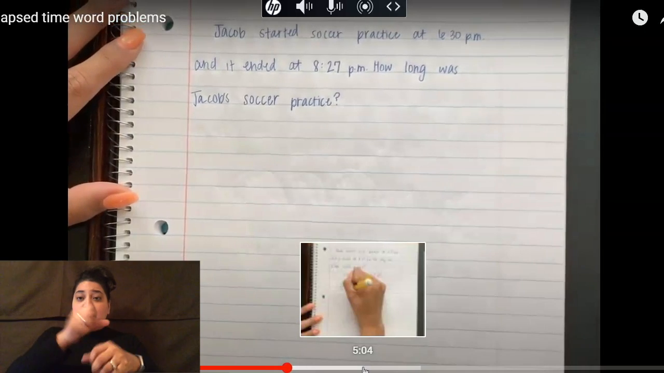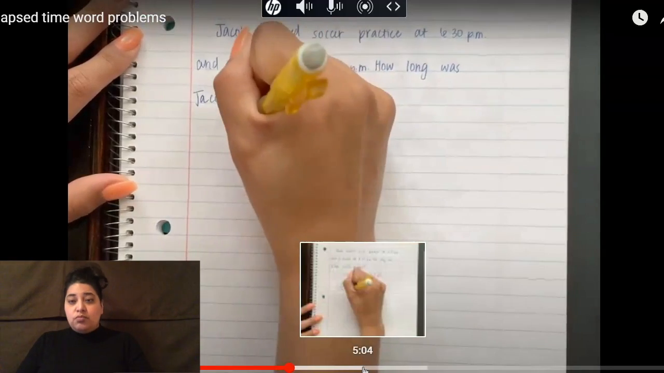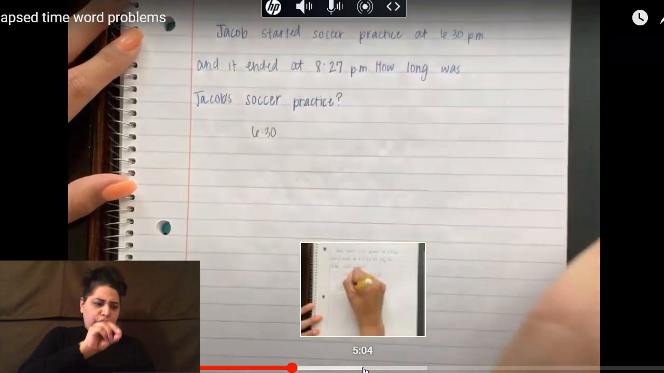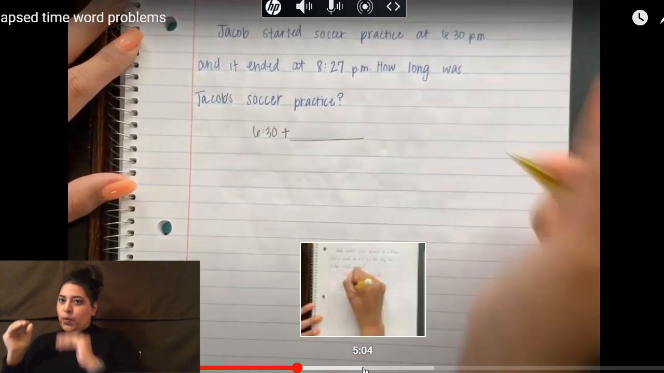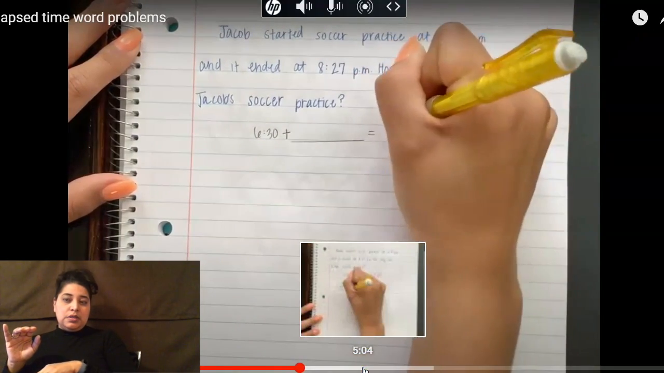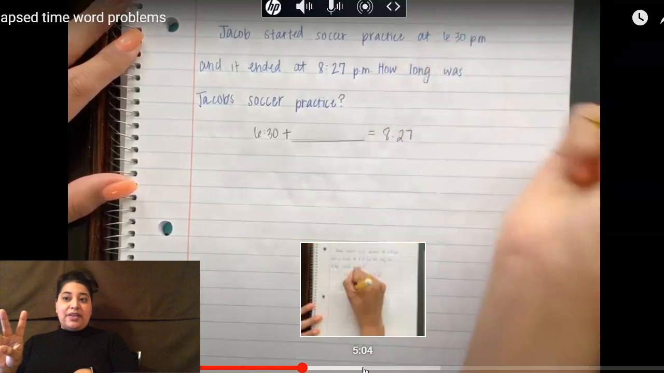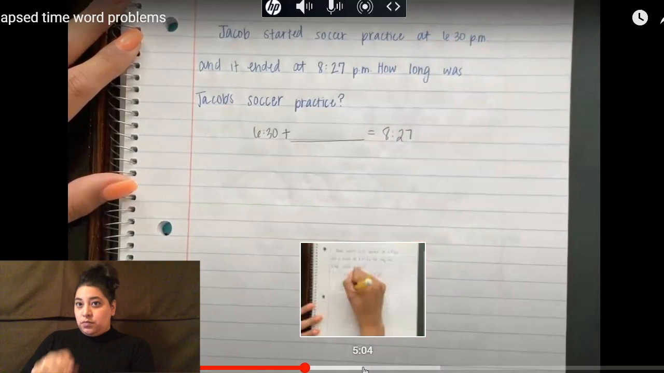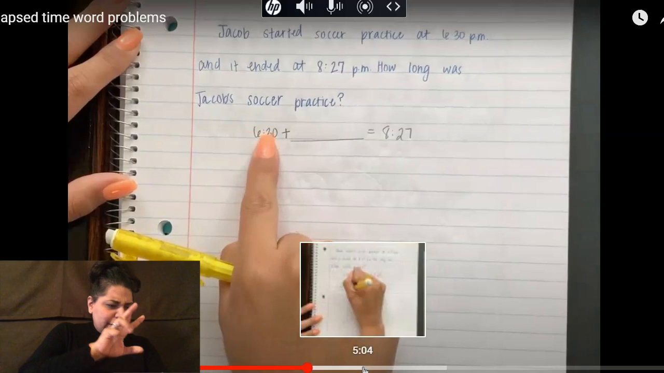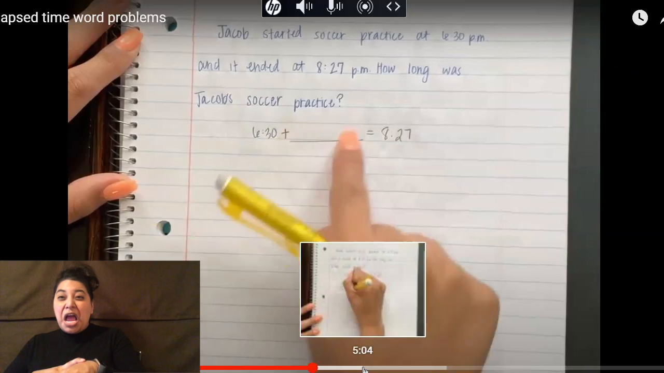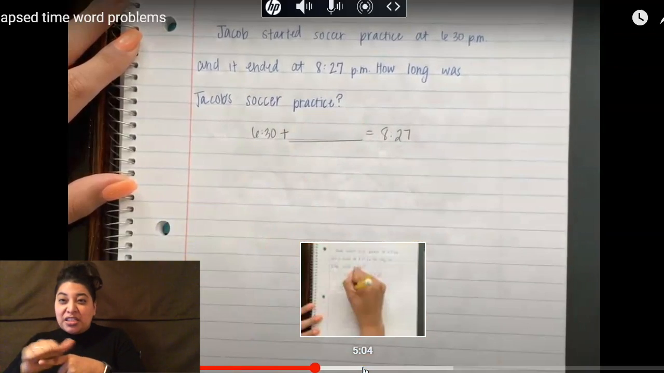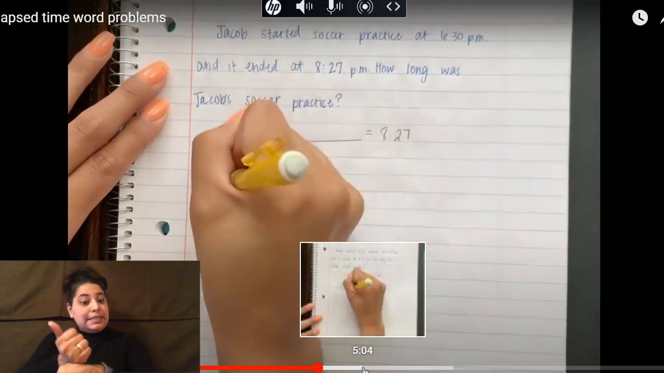So let's set up our situation equation. 6:30 plus some amount of time is going to give me my end time of 8:27, okay? Because he started practice at 6:30, he ended practice at 8:27. How long did it take? How long was his practice? All right, what we always do, set up our number line.